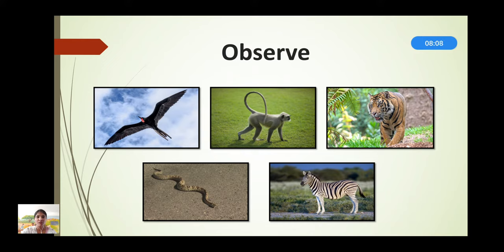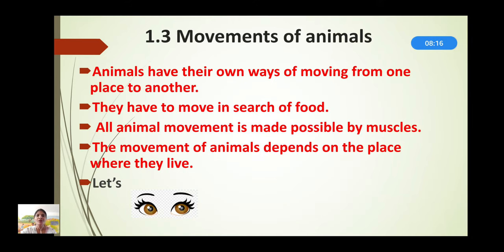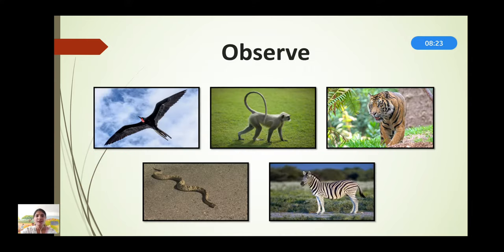Now, observe this picture and tell me what you can see. You can see a bird, monkey, tiger, zebra, and a snake. Yes, you're right. Now, we are going to see movements of animals. In the previous picture, you saw a bird. A bird moves from one place to another by flying. Monkey, it can hop, it can jump, it can walk, isn't it? Snake, it crawls from one place to another to move around.